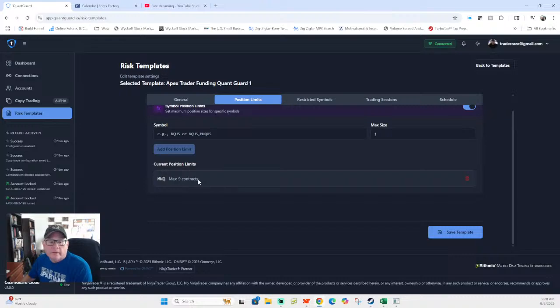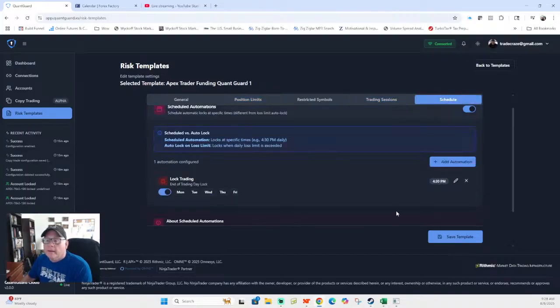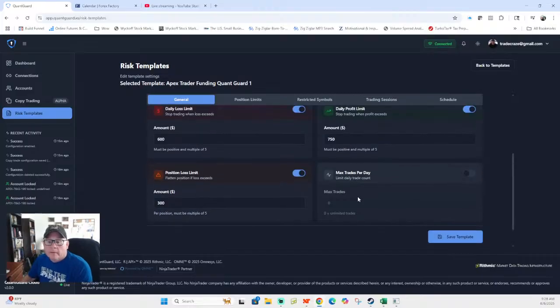This is something I've been debating about. I don't have any restricted symbols. U.S. market, European markets, and then reset at 4:30. That's what I've set up for now. No max trades per day. That might be something I look at at some point in the future, like 5, 7, 10. I don't know. And then we're trading 3 contracts. Try not to add unless it warrants an additional series of contracts.